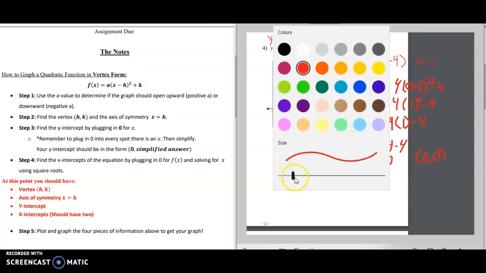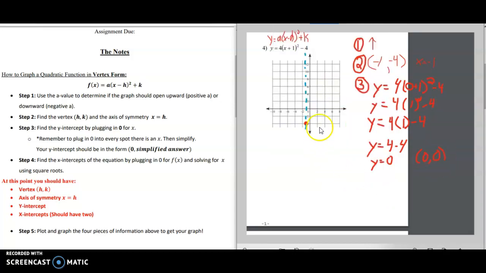I can now pause and I can graph that. 0, 0 is going to be right here. Now I can go ahead and use my axis of symmetry to help me mirror this. So if this is my axis of symmetry, I went over half a box to get to this red dot. I go over back to my axis of symmetry. I go over half a box. I'm going to put a dot there as well. Everything has to mirror that line.